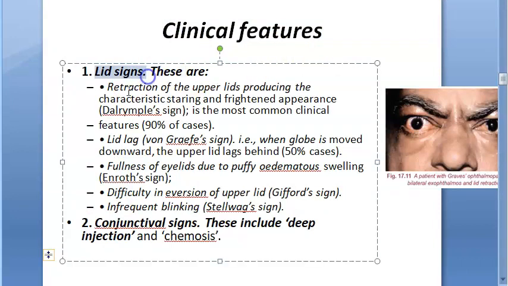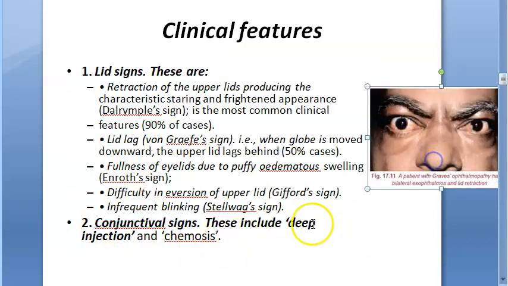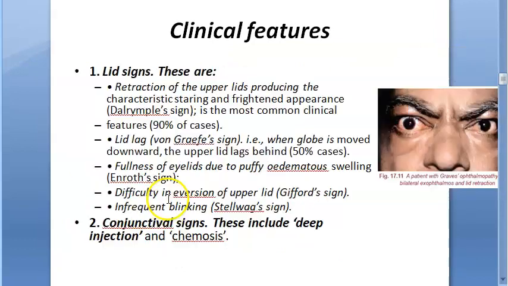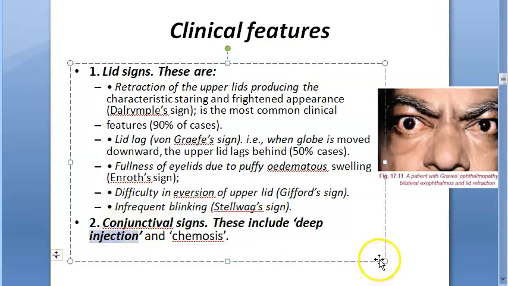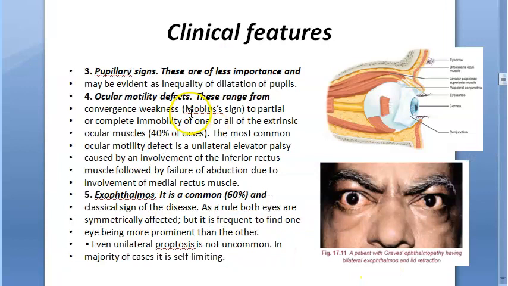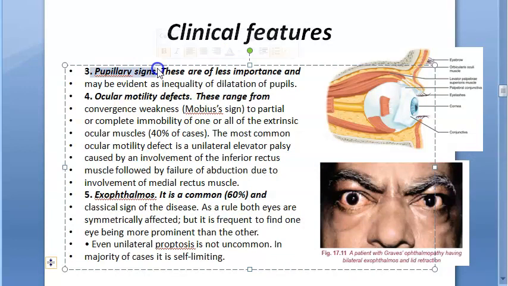You have to look at the lids. We already know they will be retracted, lid lag, this already we know. Conjunctiva, some deep injection, chemosis will be there. Sorry, not infection, injection, deep injection. Then pupillary, what will you see? Dilation, unequal dilation of pupils.